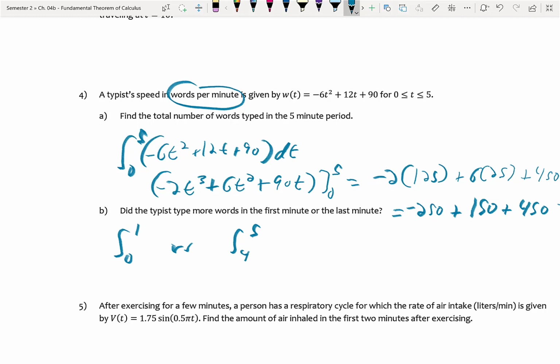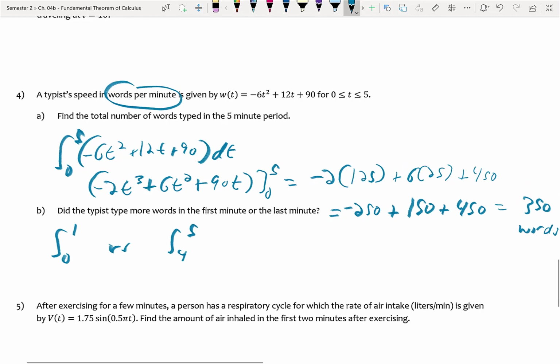So we'll skip over this and let the viewer do this if you want to. Well, actually, can we skip that one step? You mean right here? Yeah. Oh, heck, let's do this. So the integral from 0 to 1 would be negative 2 times 1 plus 6 times 1 plus 90. So that'd be 94 words.